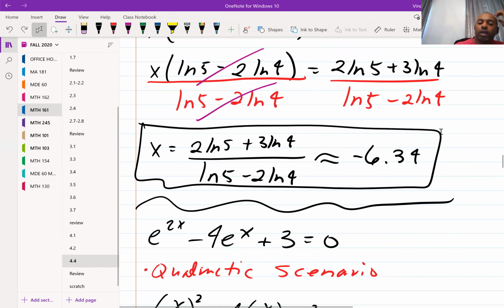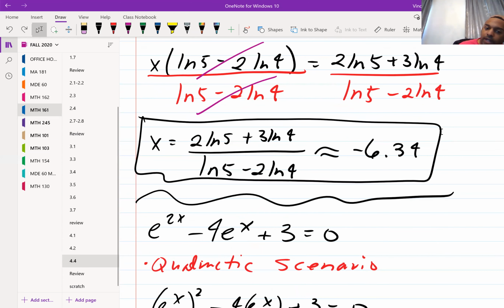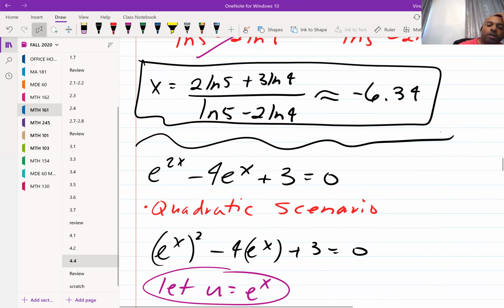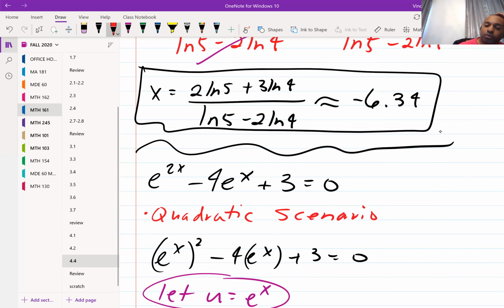All right, so the next one we have e to the 2x minus 4 e to the x plus 3 equal to 0. So here we have a quadratic. We have a quadratic scenario. If you look at the form, we have e to the x squared in this first expression. Then we have minus 4 times e to the x.